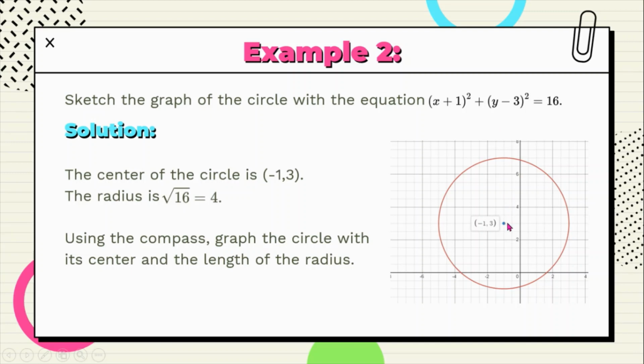This is the center of this equation. The center is (negative 1, 3), and its radius is 4. So we have here 1, 2, 3, and 4.